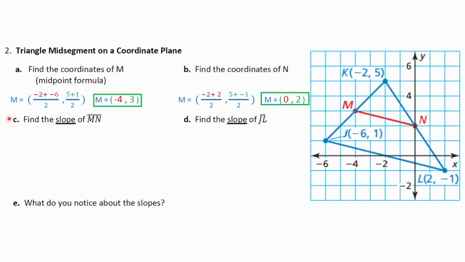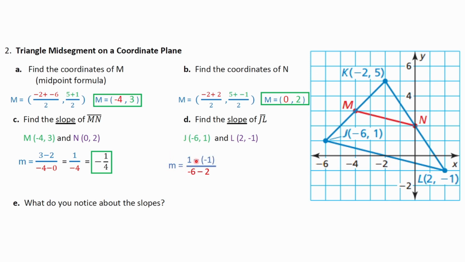Looking at part C, we're going to use those two points that we just found in parts A and B, M and N, and find their slope. Slope again is rise over run, so I'm going to find the change in y on top and the change in x on the bottom. This gives me a slope for MN of 1 over -4, which can be simplified to -1/4. And if I look at the same situation here, but this time looking at JL, I want to find its slope. Again, I'm using the points for J and L.